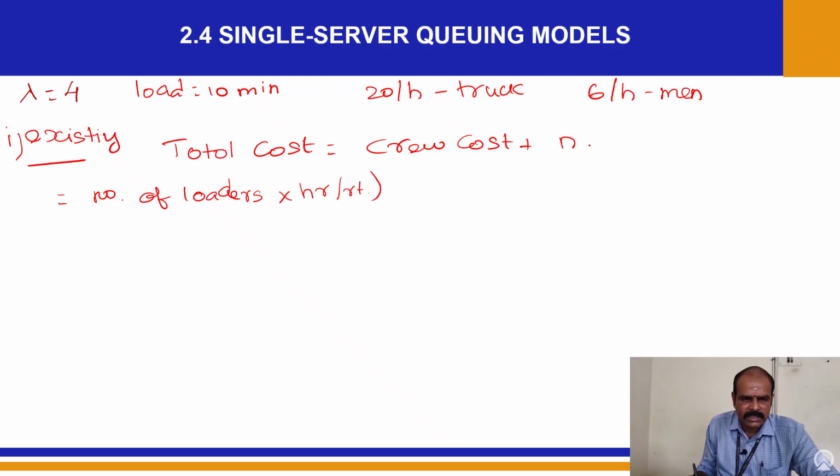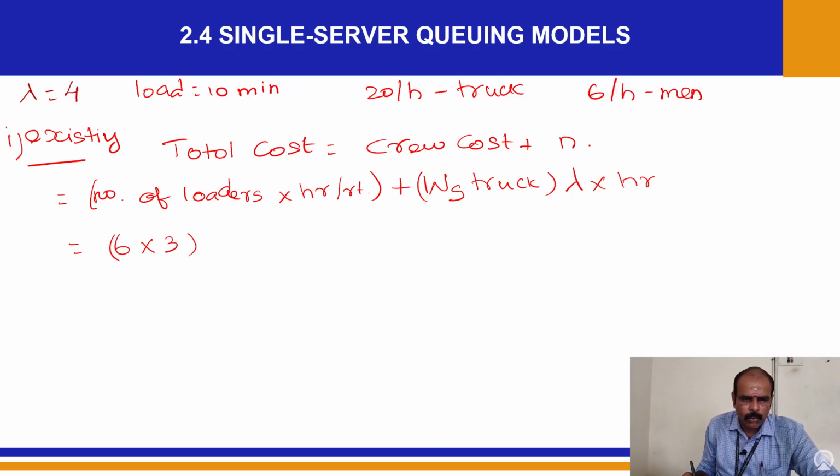Let me put this in the bracket, then plus the waiting time in the system, Ws per truck, Ws of a truck, into their arrival rate. How many trucks come? That is lambda, into the rate we pay for them per hour. So this is the formula. This is the decoding of what we do. So 3 loaders are there, they are paid 6 per hour. That is what we have got.